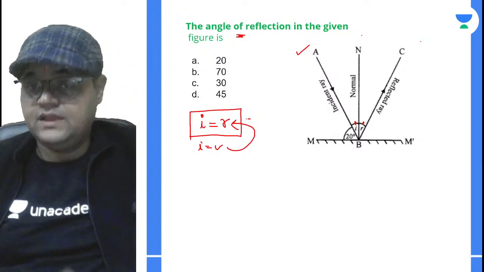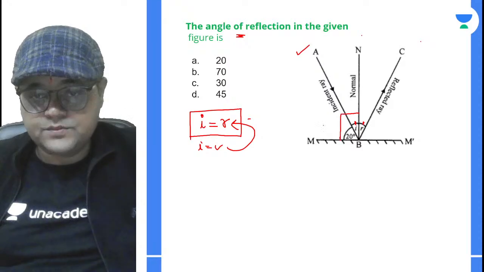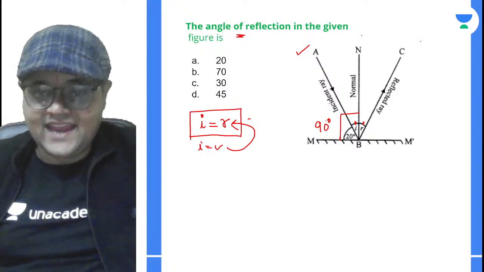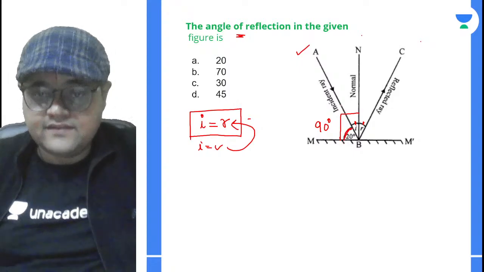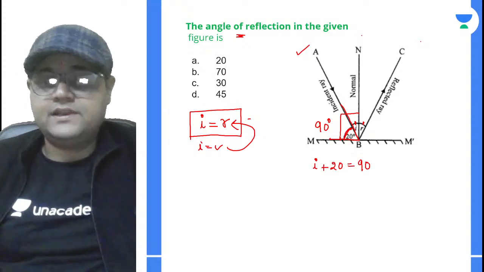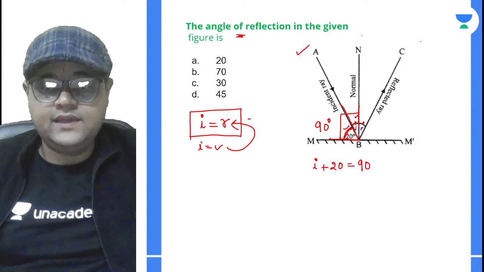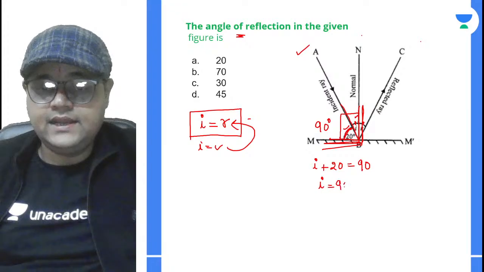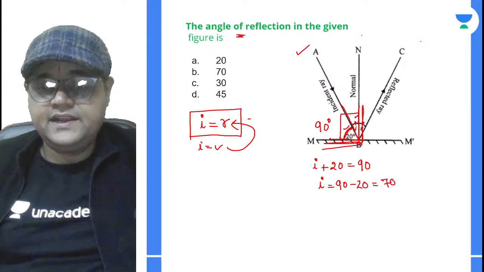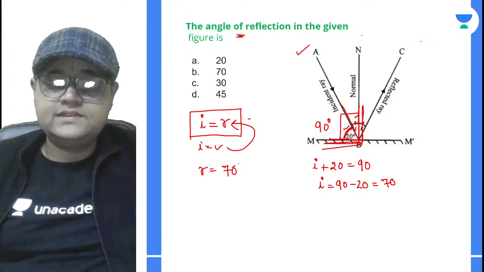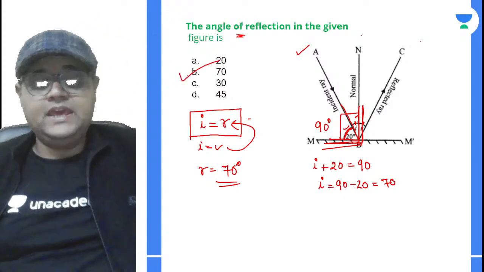Now how to find R? If this is a normal, then this angle has to be 90, right? The name itself suggests that normal means the angle is 90. And this particular angle is 20, it's given. So I plus 20 is equal to 90. What I have to find is I, so I will be 90 minus 20. This will be 70 degrees, and we know that I is equal to R, so R will also be 70 degrees. So what is the correct option? B is the correct option.